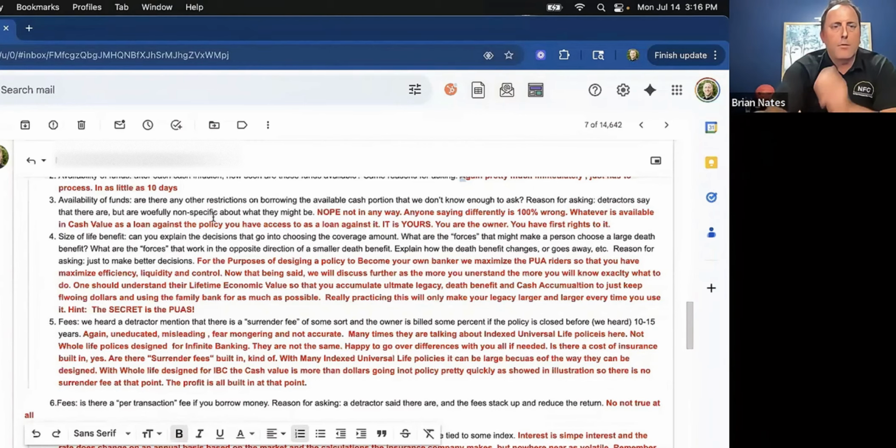Okay. Question four, size of the life benefit. Can you explain the decisions that go into choosing the coverage amount? What are the forces that might make a person choose a large death benefit? What are the forces that work in the opposite direction of a smaller death benefit? Explain how the death benefit changes or goes away. Reason for asking, just making a better decision.